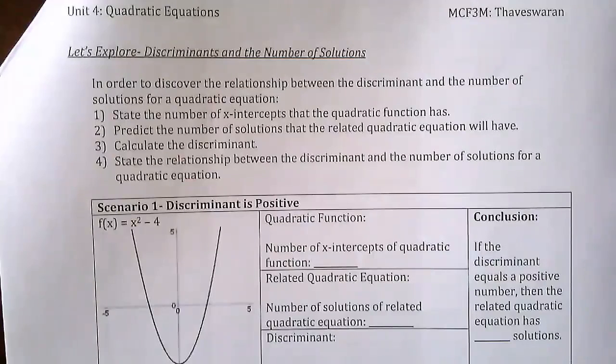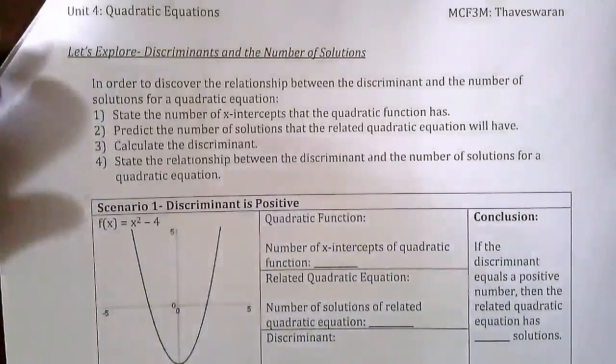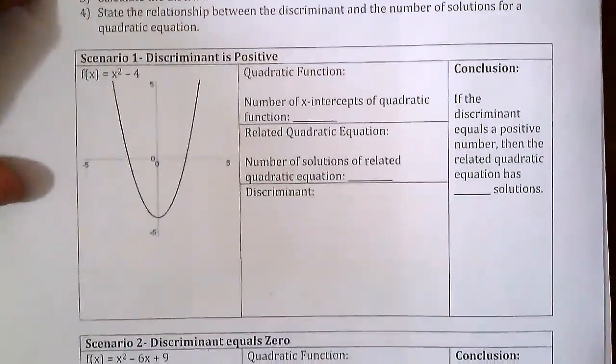2, predict the number of solutions that the related quadratic equation will have. 3, calculate the discriminant. And 4, state the relationship between the discriminant and the number of solutions for a quadratic equation. So just like last time, there are different scenarios, and we're going to just work through it and hopefully see patterns through this activity.